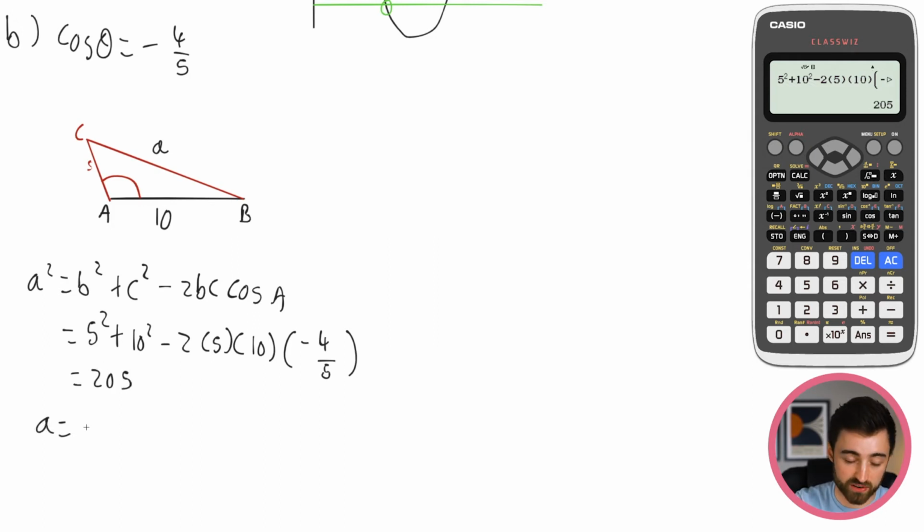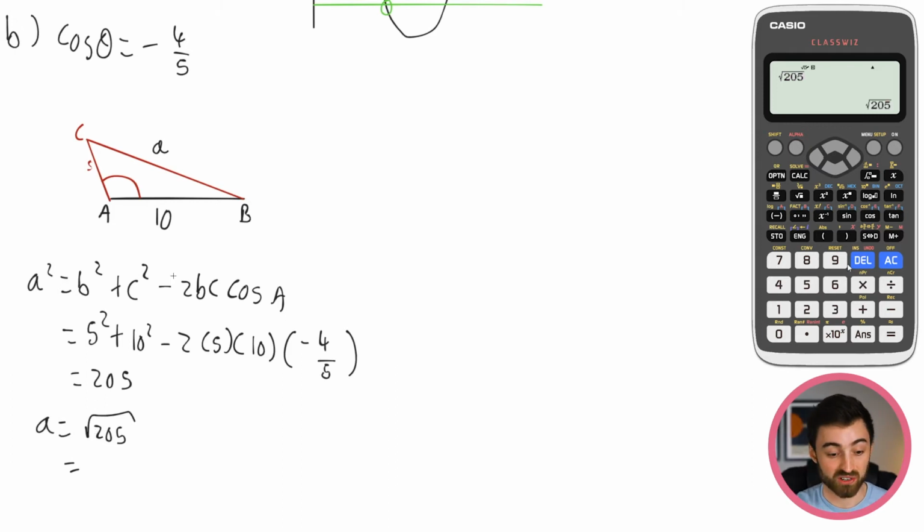All I need to do is square root now. And I want the exact length, so I'm definitely going to want to keep my answer in surd form. You know what, my calculator isn't even simplifying it at all. So this is going to be my final answer for the length of BC.